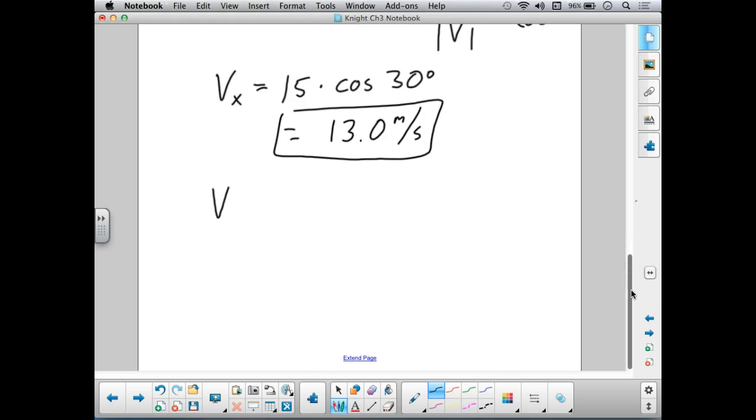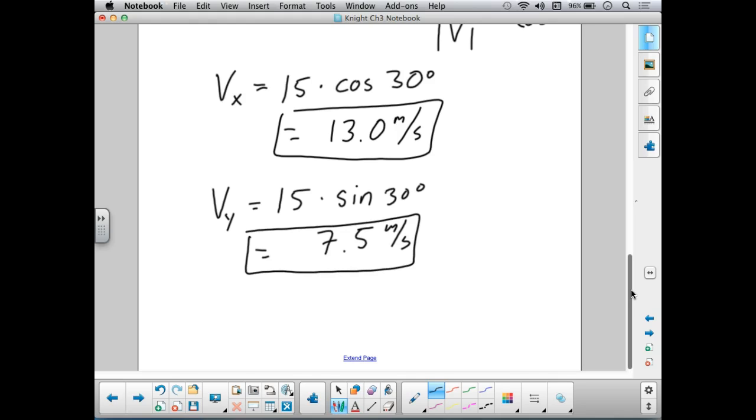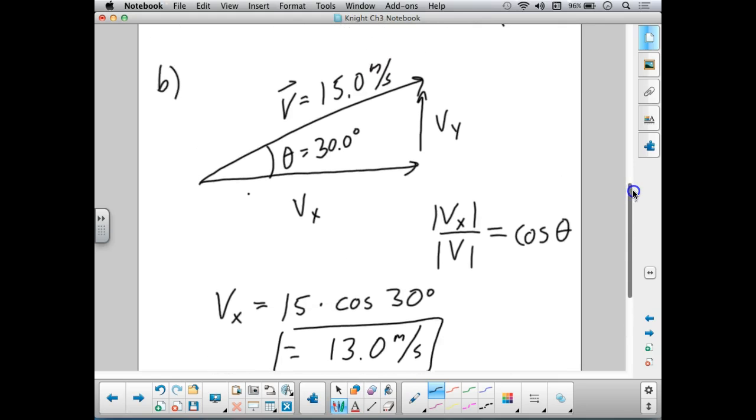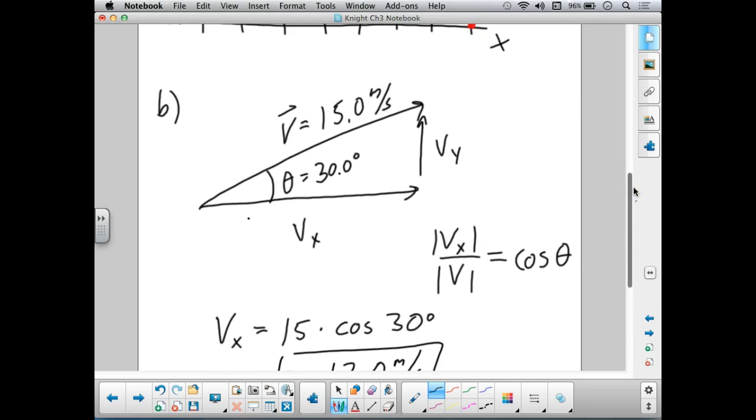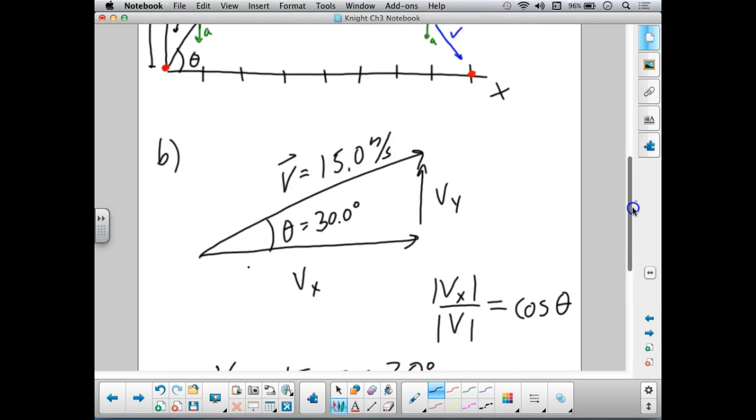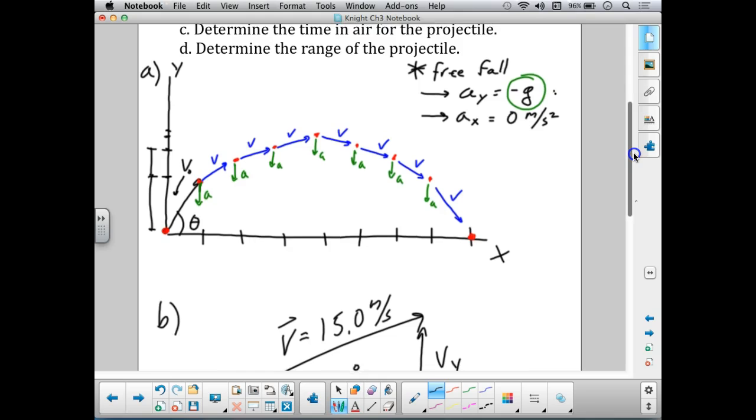It's fairly straightforward to set up a similar triangle for the y direction, and through similar trigonometric relations we get 15 sine theta, and we know that theta is 30 degrees. Sine of 30 degrees is just 1/2, so what I have is 7.5 meters per second. So I'm done with part B. I've found the component of the initial velocity that is just in the horizontal direction, Vx, and I've also found the component of the initial velocity that is just in the vertical direction, Vy.